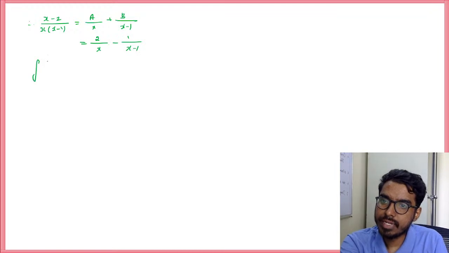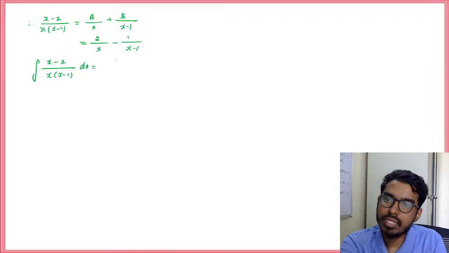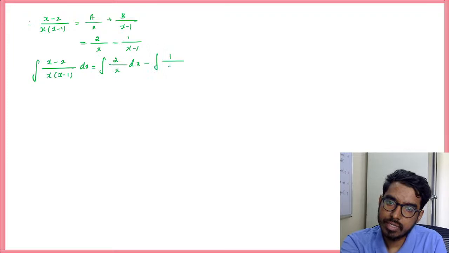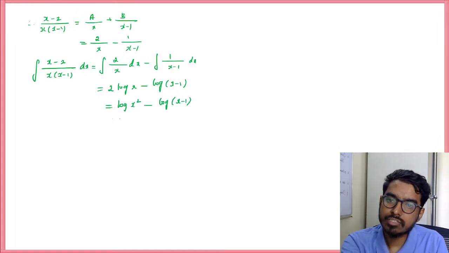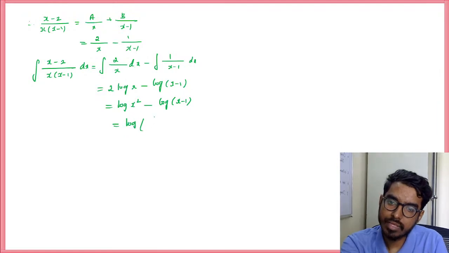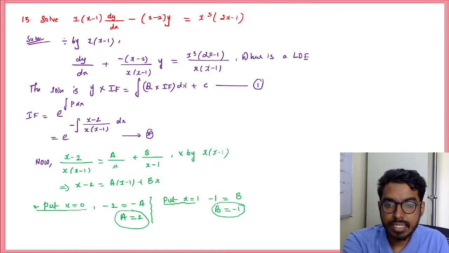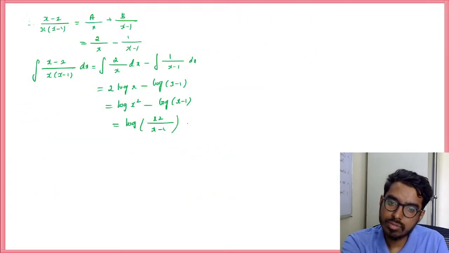So therefore, integrating on both sides, the integration of this will be integration of 2 by x dx minus integration of 1 by (x minus 1) dx. So 2 is a constant. Integration of 1 by x is log x. This is log of (x minus 1). This I can write as log of x square by (x minus 1), since log a minus log b is log a by b. Right? So therefore, this is the integration value. Now substitute in star.